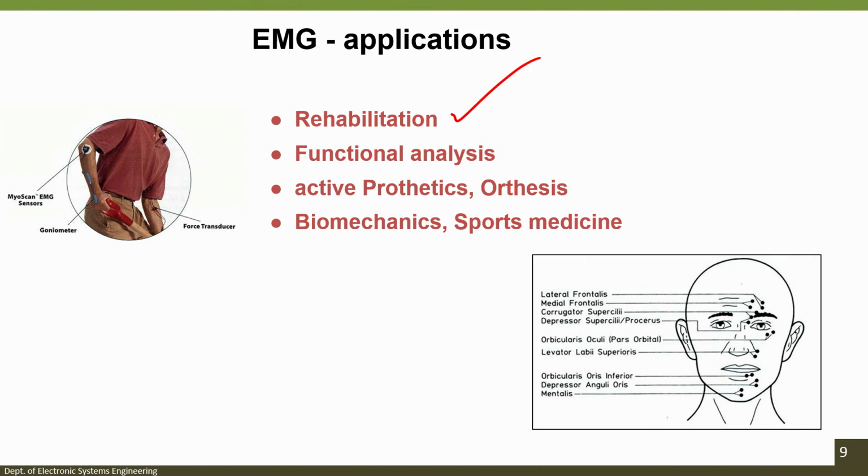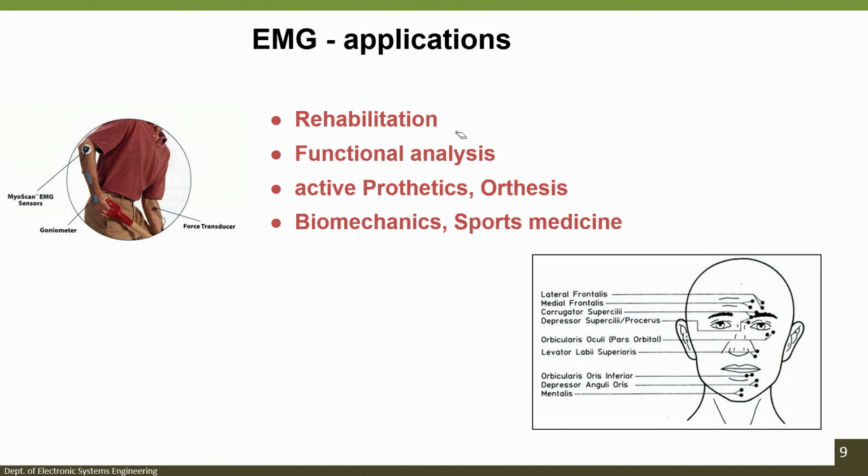Like I was telling you, there is a company Myoscan. You can see the EMG sensor over here, there is a goniometer over here, while there is a force transducer over here. This also helps to understand how the functional analysis is done. It is also used in sports medicine. It is also used in active prosthetics. It can also be used for rehabilitation, like what I already said.